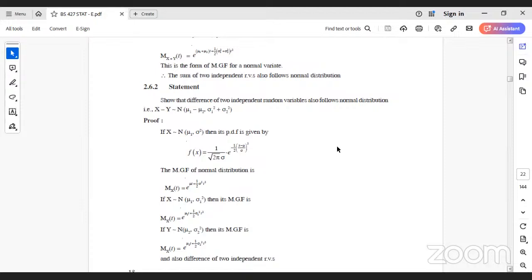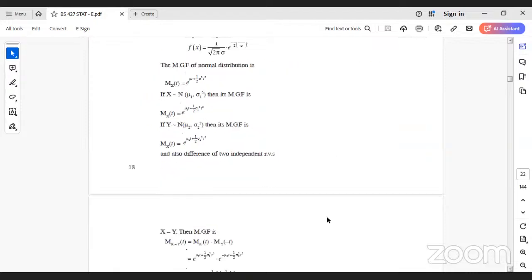So we take X following N(mu 1, sigma 1 square); its moment generating function is e power mu 1 t plus 1 by 2 sigma 1 square t square. If Y follows N(mu 2, sigma 2 square), then its moment generating function is M of y of t equals e power mu 2 t plus 1 by 2 sigma 2 square t square, as I said yesterday.